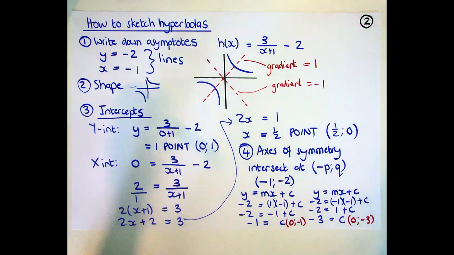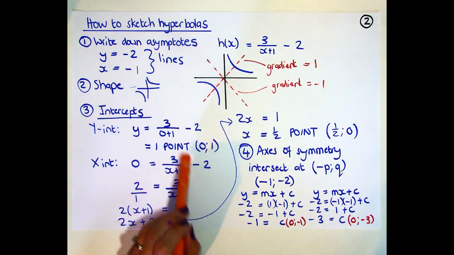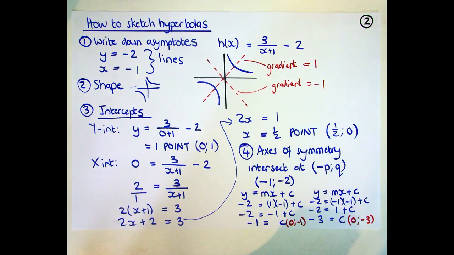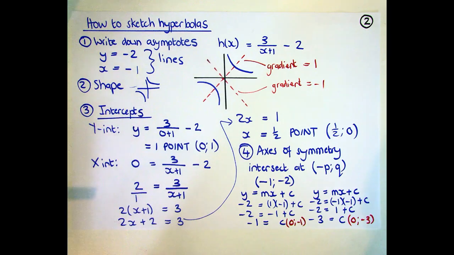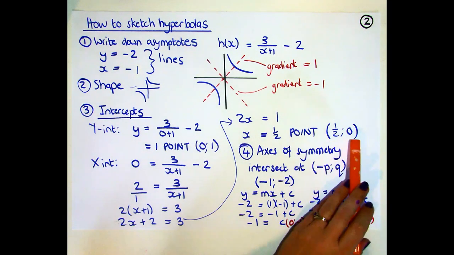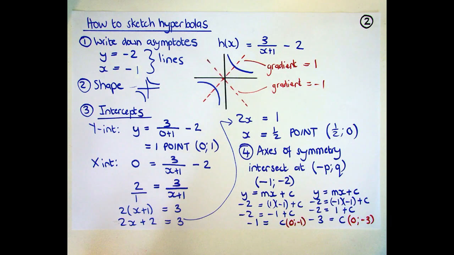Get the intercepts. For the y-intercept, let x equal 0, and write down the point (0, whatever you get out as the y value). To get the x-intercept, you're going to let y equal 0. You're solving for x, and then you're going to write down the point where x is a number and y is 0.